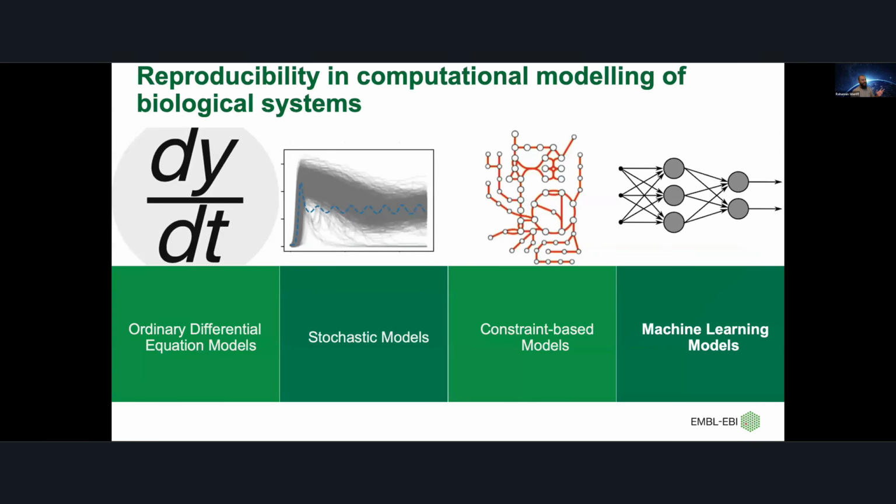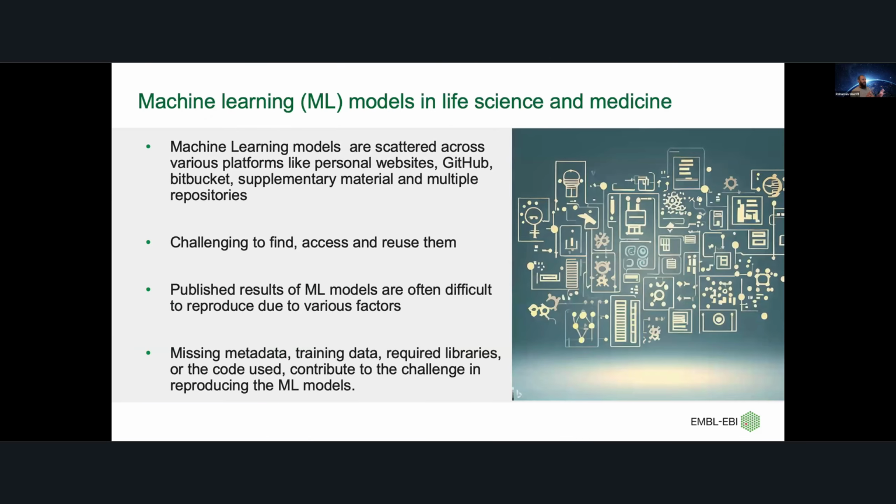Right, so now coming to the last bit, the machine learning models, which are getting very popular. BioModels wanted to help in this space as well, at least provide some guidelines and help if we can make these machine learning models more reproducible. And they are very scattered, as you know. It's hard to find them and reuse them, and lots of missing information, data, and so on.